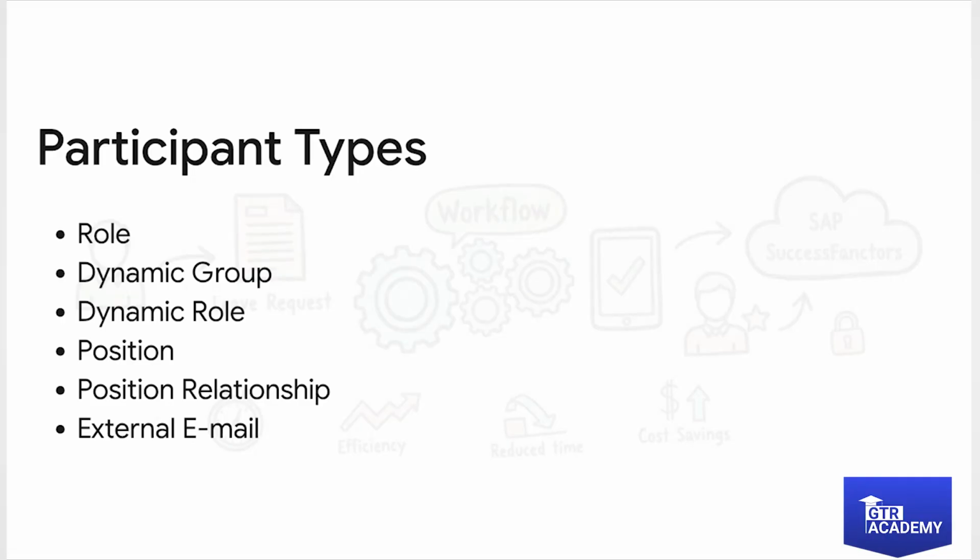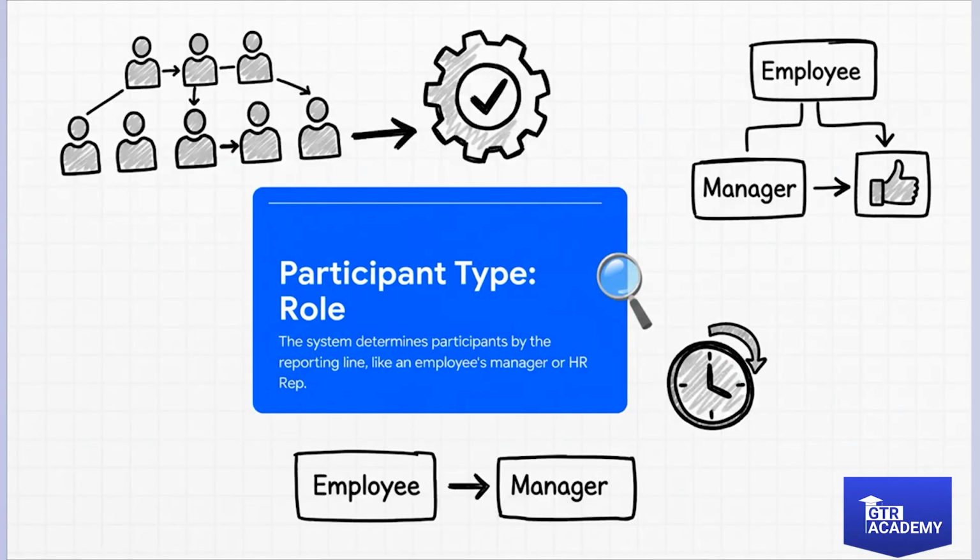It all comes down to something called participant types, which is basically the system's toolkit for finding the right people. This is where the real power is. You can route based on a simple role, like a manager, which is perfect for traditional org charts. Or you can get way more specific and route to a position, which is absolutely essential if your company uses position management. This kind of flexibility means you can make the workflow match how your company actually works, not the other way around. Let's just zoom in on the most common one, role. When you pick role, the system automatically looks up the employee's reporting line.